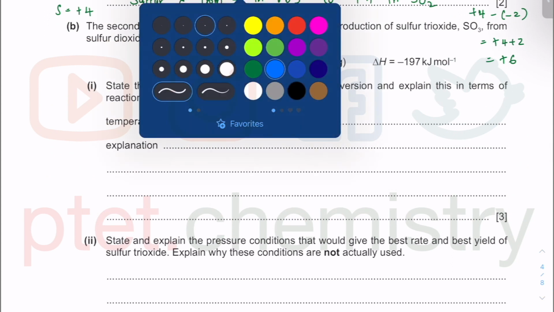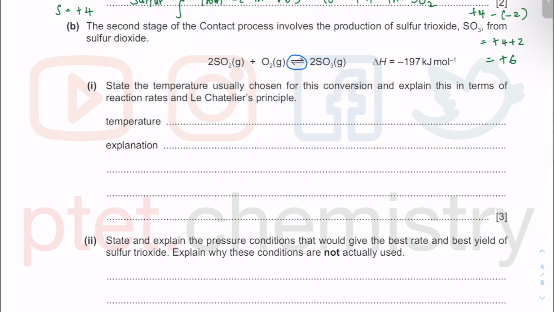Now the next bit is basically about this equilibria. As I did mention, there is one step in the contact process. Somewhere along the way, to produce your H2SO4 sulfuric acid, you need to go through this reversible reaction. So state the temperature usually chosen. Typically it's around 400 degrees Celsius or 500 degrees Celsius. If you want to be safe, you can write 450, but 400, 500 degrees Celsius would have been alright as well. But they did say the temperature, so you shouldn't give a temperature range. You shouldn't give 400 to 500 degrees Celsius, but really, they would have been acceptable as well.